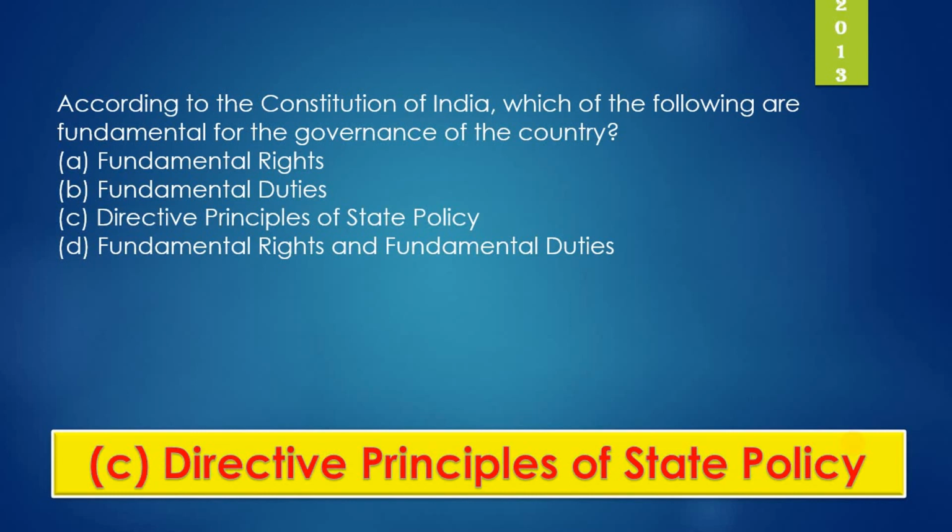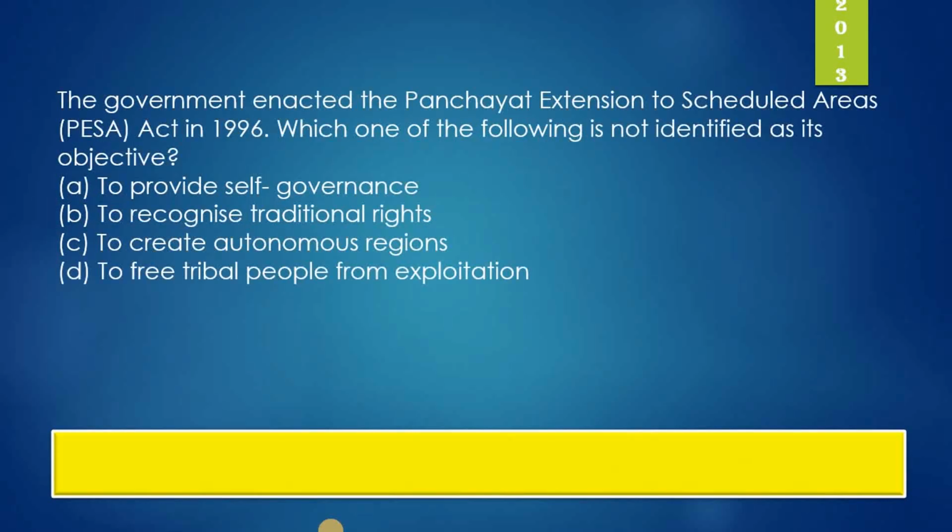So basically the DPSPs, which we call the guidelines for the state, will be the duty for the state to ensure that all the principles are being applied in the making of the laws. Okay, next question. The government enacted the Panchayat Extension to the Scheduled Areas, PESA Act, in 1996. Which one of the following is not identified as its objective? So which one of these is not the objective of the PESA Act?